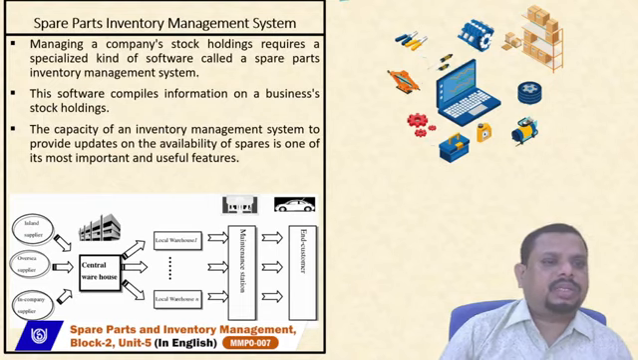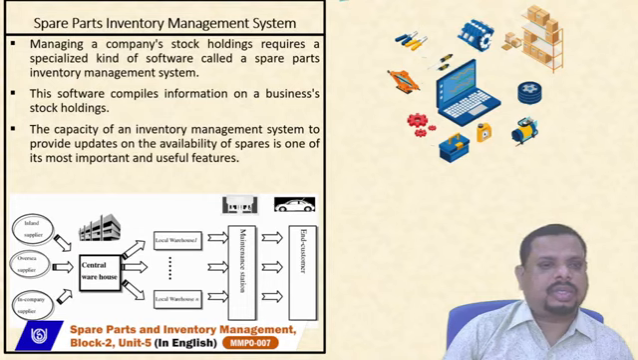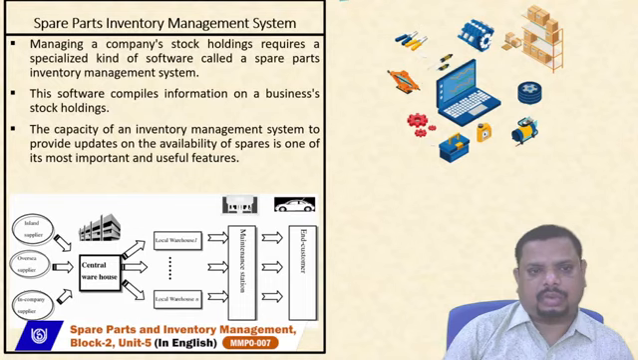So let's understand the different theoretical aspects. The first one is that managing a company's stock holding requires a specialized kind of software, simply known as spare parts inventory management system software. This software comprises information on a business's stock holdings. The capacity of the inventory management system to provide updates on the availability of spares is one of the most important and useful features of this software.